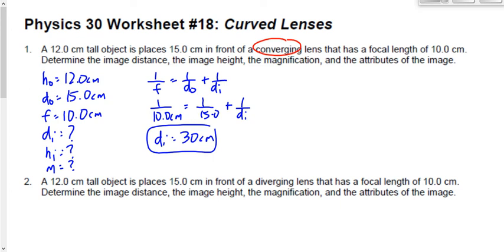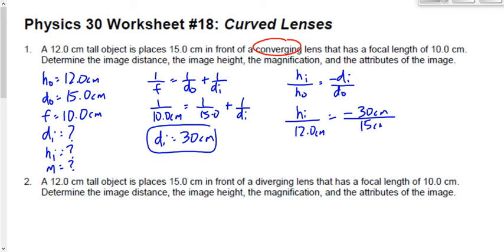We want to find HI. So let's say HI over HO equals negative DI over DO. That's my other equation, or at least part of it. HI is what I'm looking for here. HO I have is 12.0 centimeters. DI is 30. And DO is, what is DO? 15. So we're going to get HI here. What's that going to be? 24 centimeters? Negative 24 centimeters? My image height is negative 24. So we know that it's real already, and that's based on my positive DI.